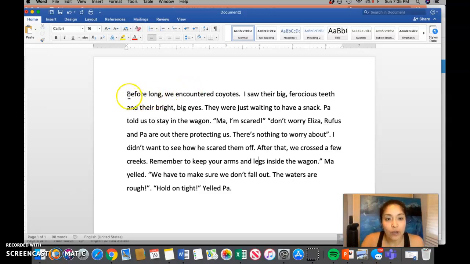Before long, we encountered coyotes. I saw their big, ferocious teeth and their bright, big eyes. They were just waiting to have a snack. Pa told us to stay in the wagon. "Ma, I'm scared." "Don't worry, Eliza. Rufus and Pa are out there protecting us. There's nothing to worry about."